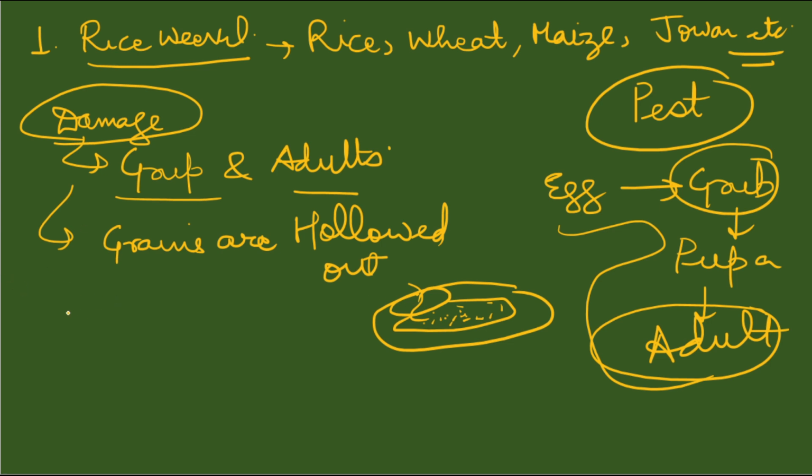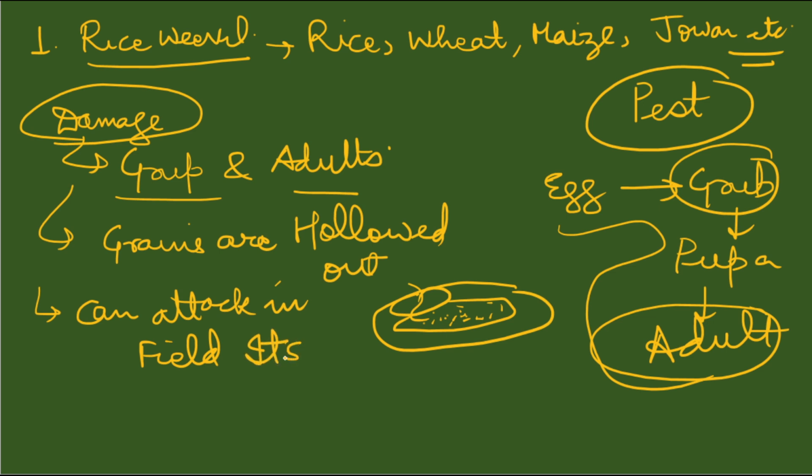Sometimes, although they are stored grain pests, they are also found attacking in the field itself, that is, when crops are in the field, they can attack there also. So grub and adults both cause damage. Grains are hollowed out, generally in powdery form, and adults cut circular holes.